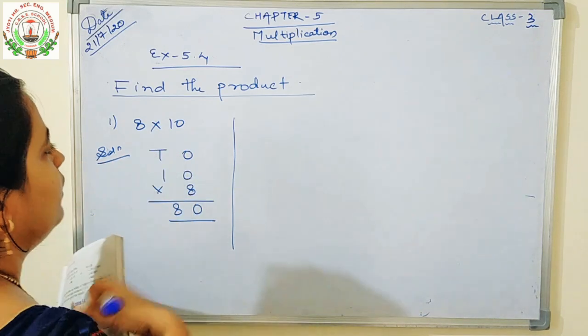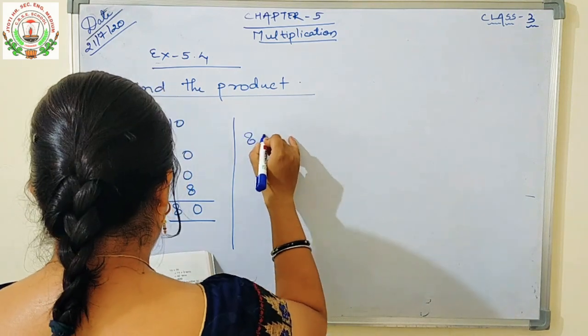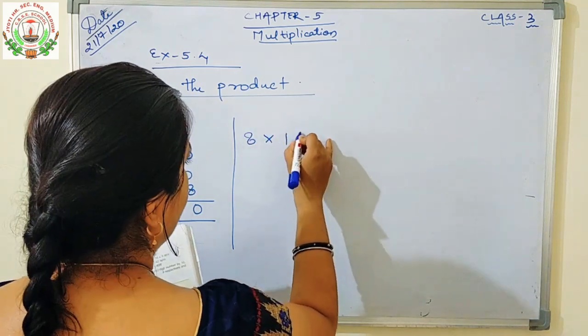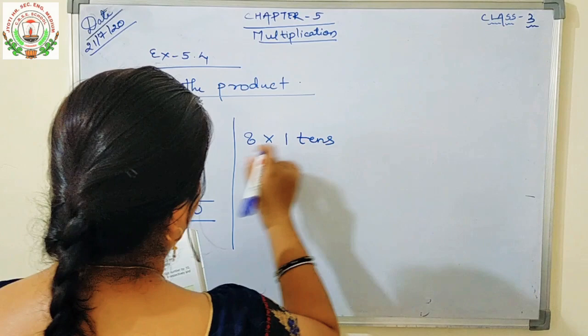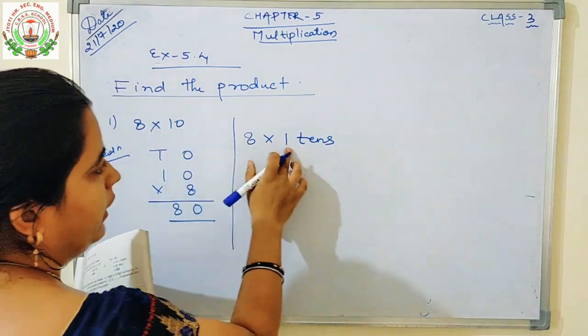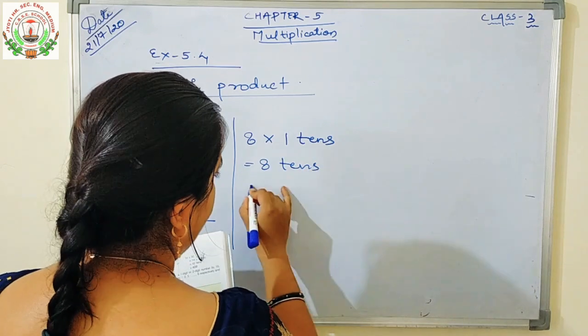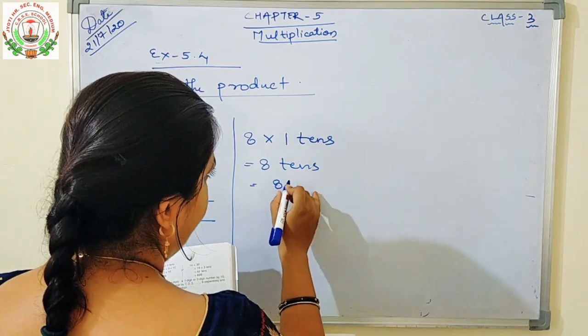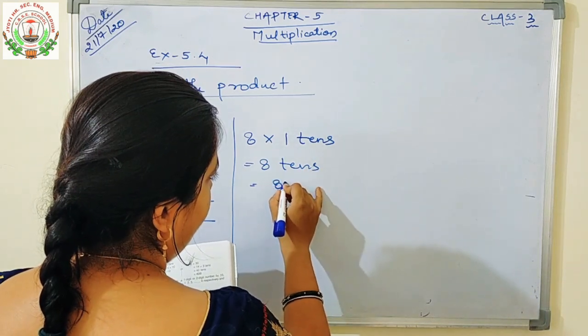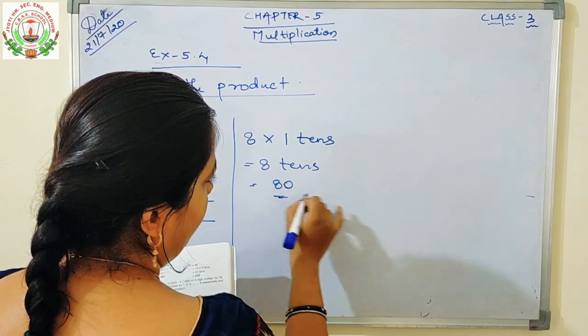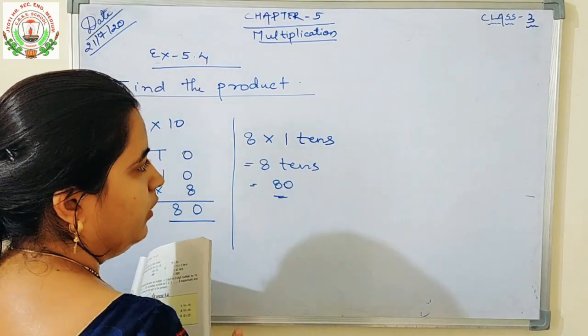Now the second one is 8 into 1 tens, because this is 10. So 8 into 1 is equal to 8 tens. In the place of tens, what will come? 0, 80. Okay.